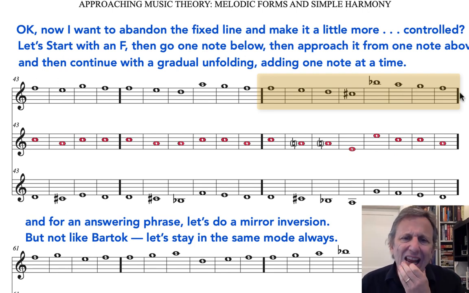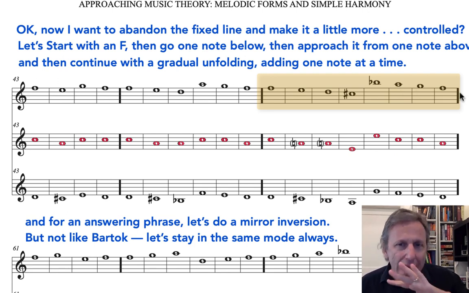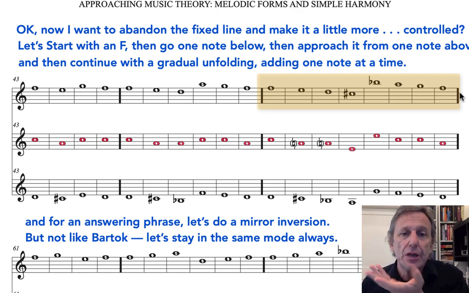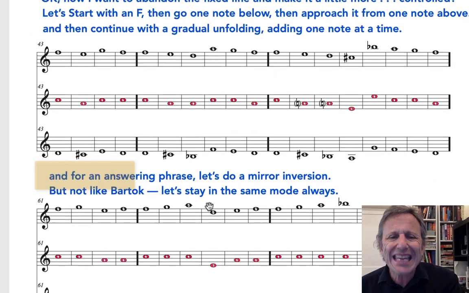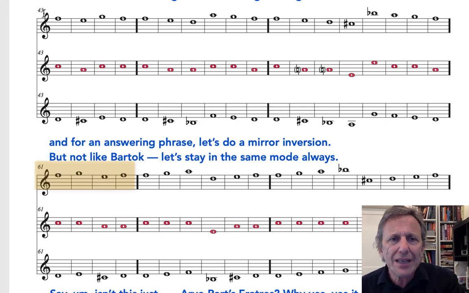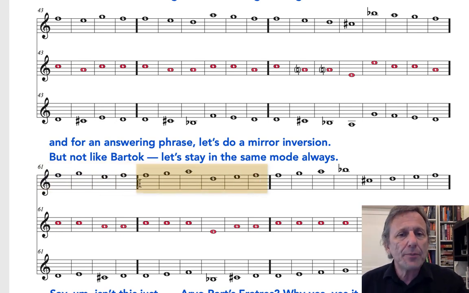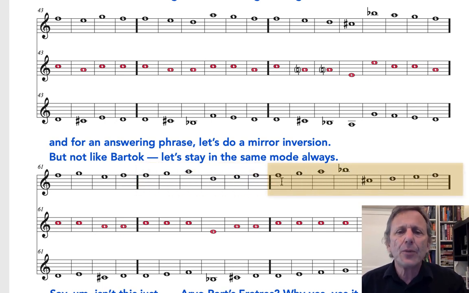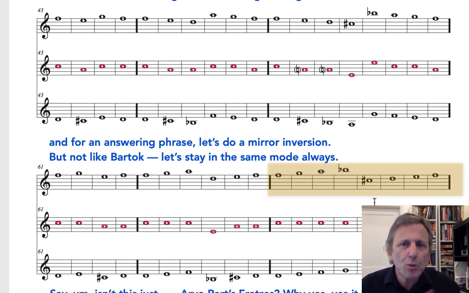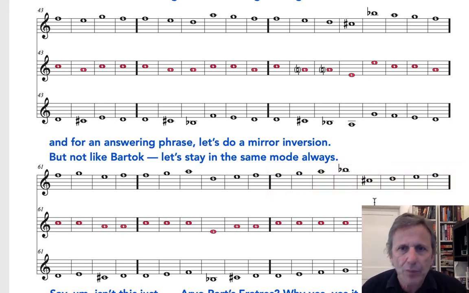And now for an answering phrase, let's do that mirror inversion, but not like Bartók. Let's stay in the same mode. So where this went down one and then up, we're going to start up one, and then come from here. And then we're going to go up two, and then start from two below, and then start from three below. And then we're going to subject that to everything we've done before.